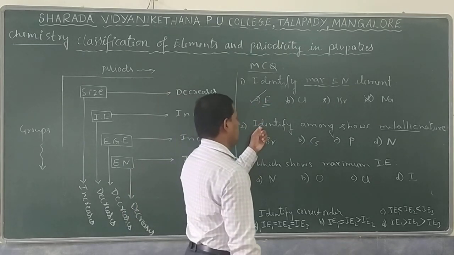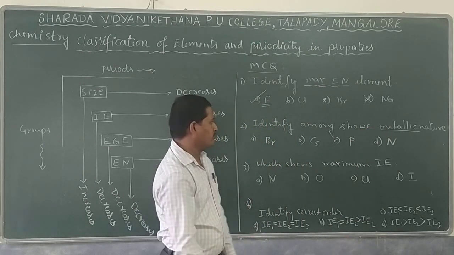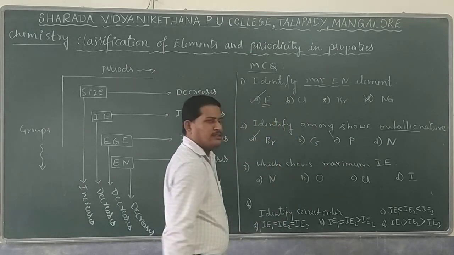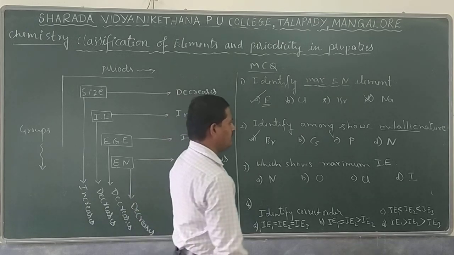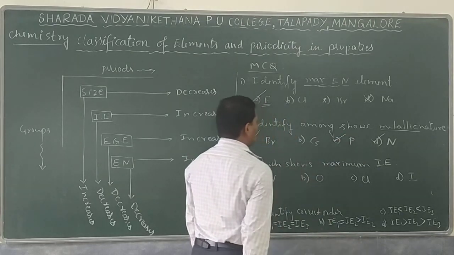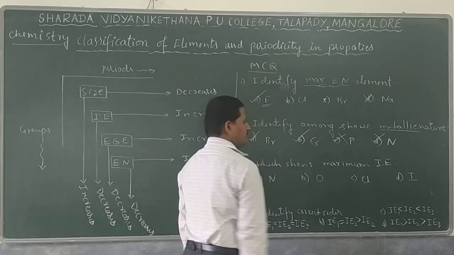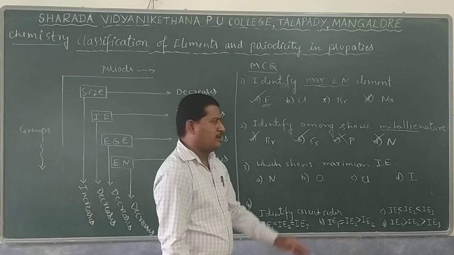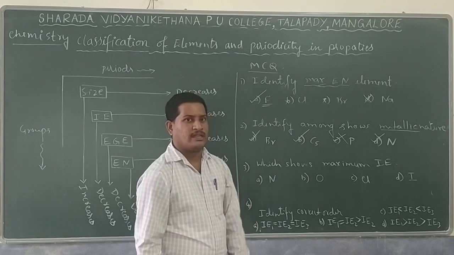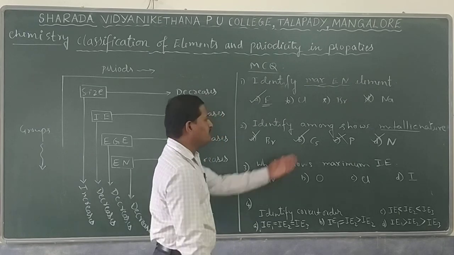Next question: identify which among the following shows metallic nature. Bromine, cesium, phosphorus, nitrogen. Bromine is a halogen, a non-metal. Nitrogen, present as nitrogen gas, is a non-metal. Phosphorus is also a non-metal. These three options are not correct, but cesium is metallic in nature. It is used in the photoelectric effect to convert light energy into electrical energy, and Einstein used cesium in the photoelectric effect, since it has loosely bound electrons.